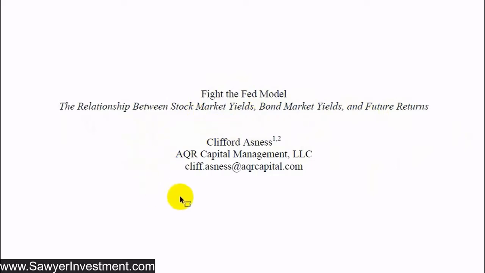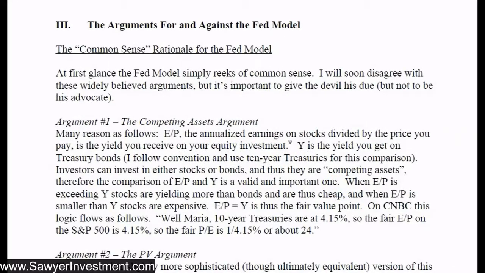So Cliff is going to be arguing against the Fed model, and the Fed model is commonly used to explain that the earnings yield of the stock market, that's its earnings divided by its price, should be about equal to the yield of the 10-year treasuries. And so if the earnings yield of stocks is higher than the 10-year treasury, you might say that stocks are cheap. And if the earnings yield of stocks is below that of the 10-year treasury, you might say that stocks are expensive. So there are three arguments in favor of the Fed model.